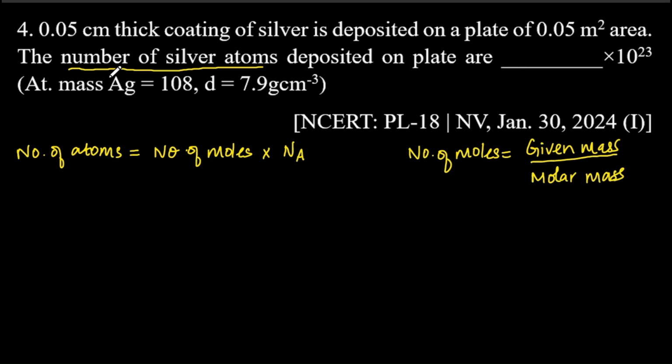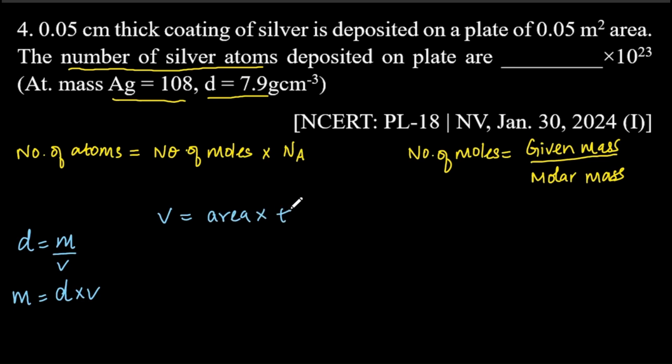So, molar mass is already mentioned in question. You have to find the given mass, that is the calculated mass. So, in question, an extra information is given, density. Density is also given. So, we know the formula of density. Density is equal to mass by volume. With this formula, we can find the value of mass. Mass will be equal to density into volume. For this, first you have to know the volume. Volume is equal to area multiplied by thickness.